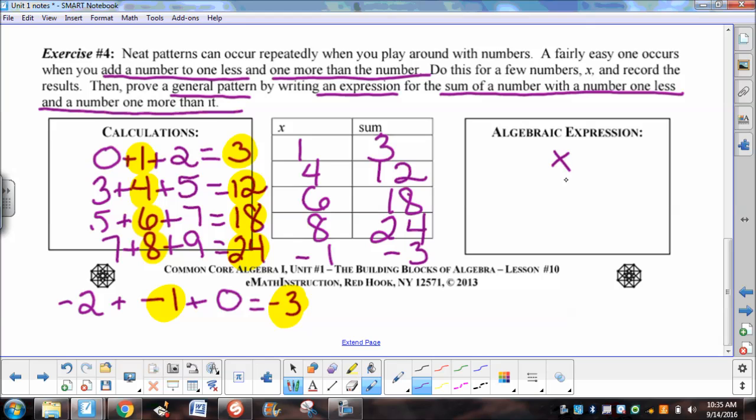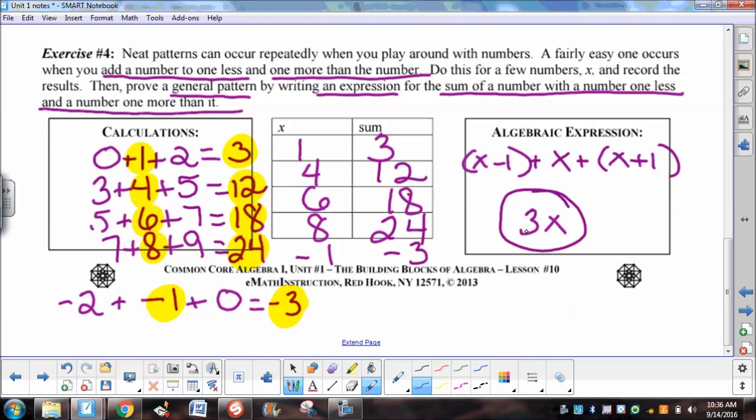So our algebraic expression would look something like this. If we start with some number x and we add 1 more than x, so x plus 1, and we add 1 less than x, which is x minus 1, and I combine like terms, because this is just a big addition problem, I get 1x plus 1x plus 1x is 3x, and negative 1 plus a positive 1 is just 0. There's my pattern. It's always going to be 3 times the number.